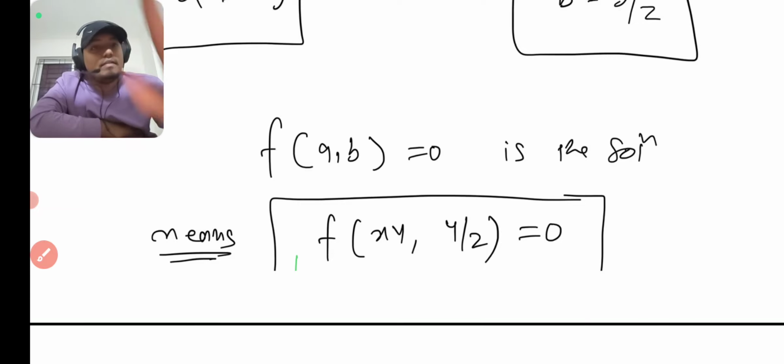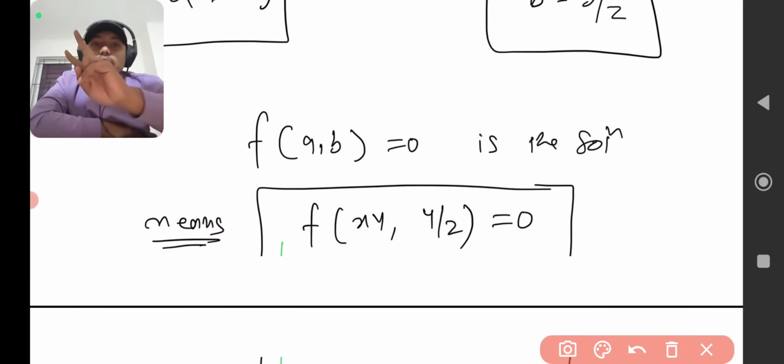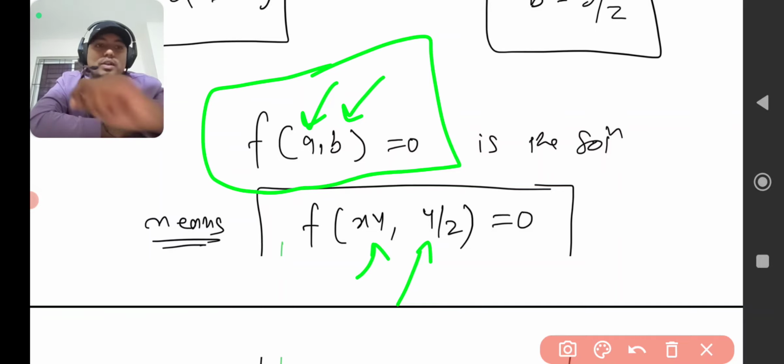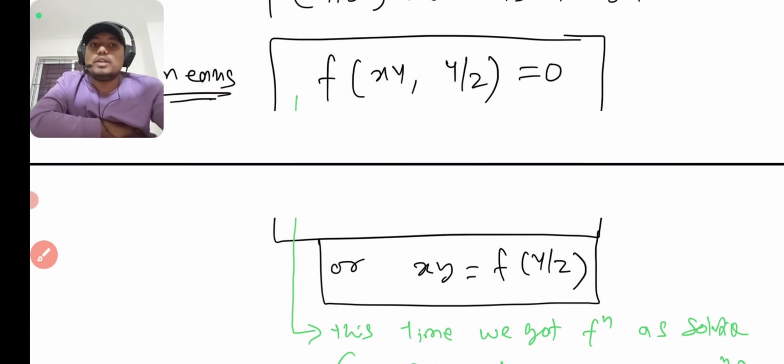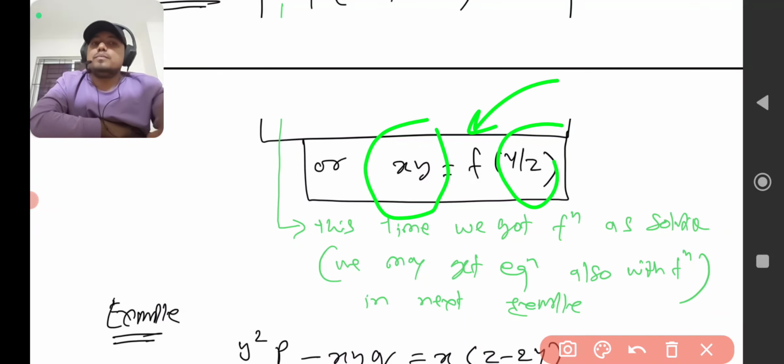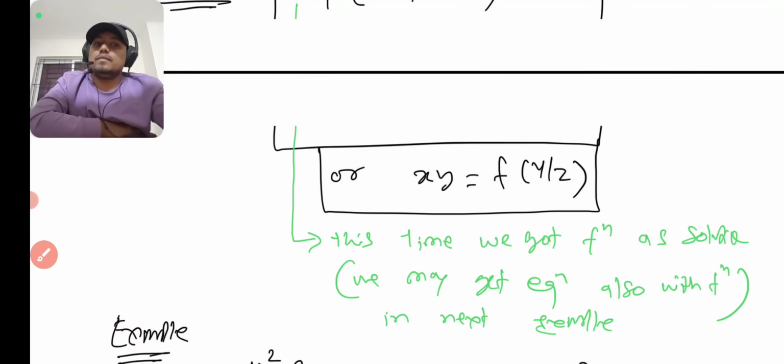Once you have your a value and b value, you can write out your solution in two ways. Either you can write f(a, b) equal to 0, where you substitute the a and b values. You can see I substituted a as xy and b as y by z equal to 0. This is one way to write the solution. The other way is to write a, which is xy, equal to a function of the b value. This is another way.